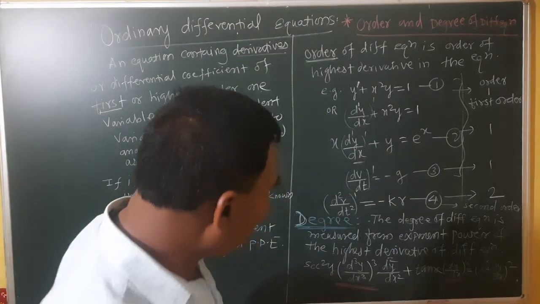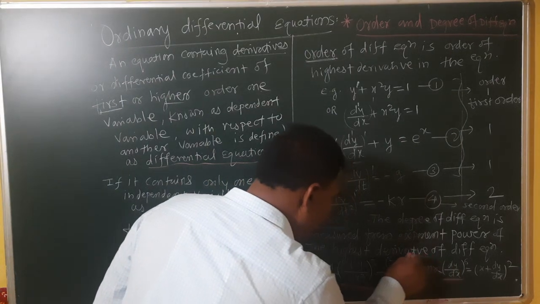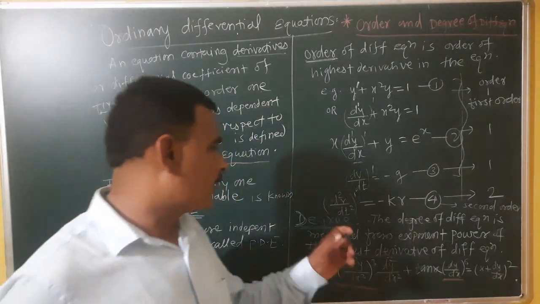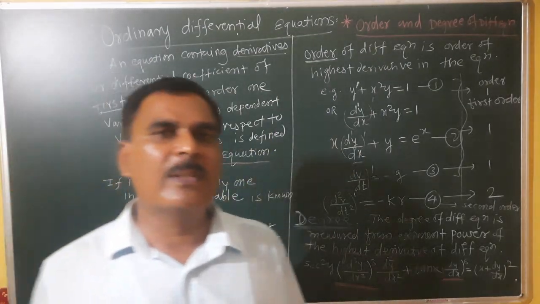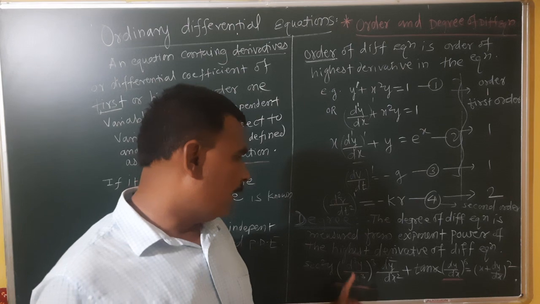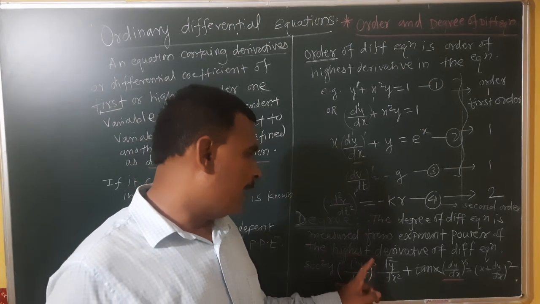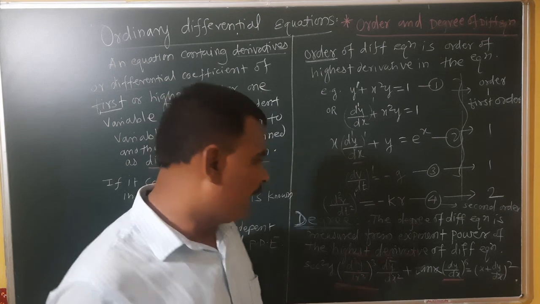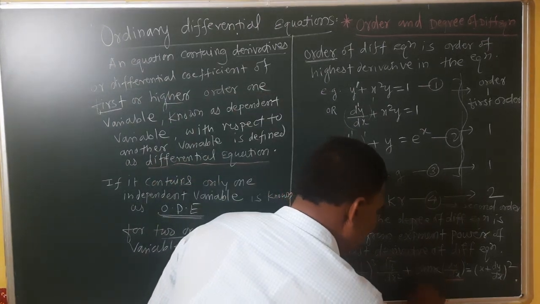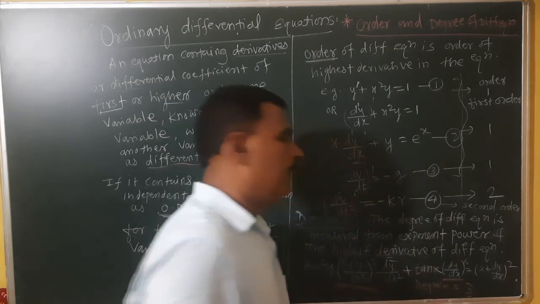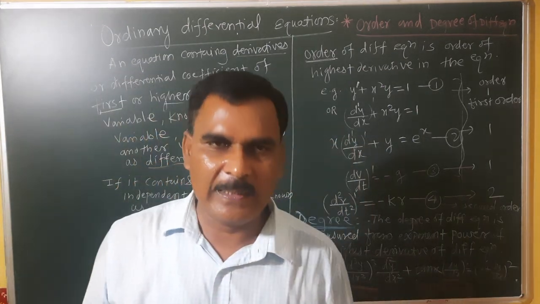Exponent power of whom? The highest derivative. The exponent power of the highest derivative is called the degree of the differential equation. And here the exponent power is 3, and that's why the highest power here is 3, and the degree is 3. Write down all the things.